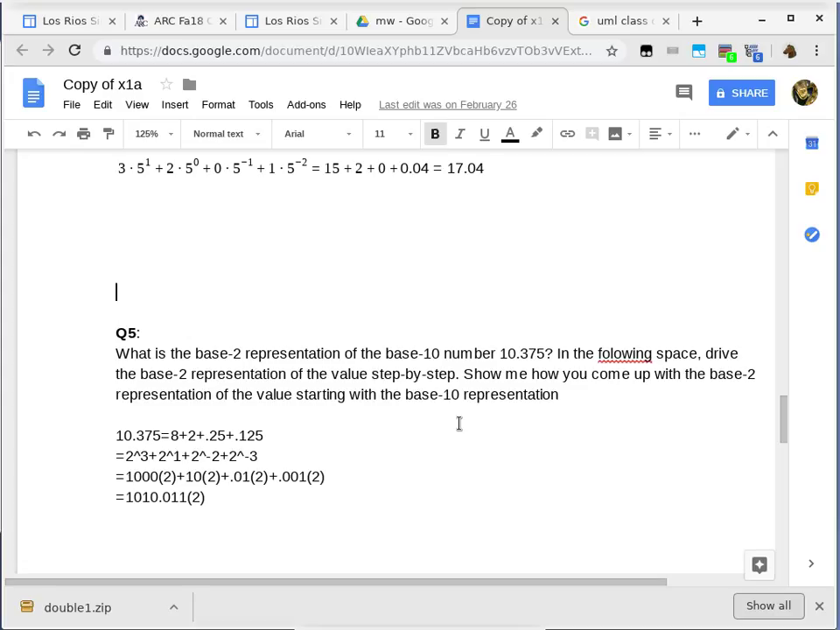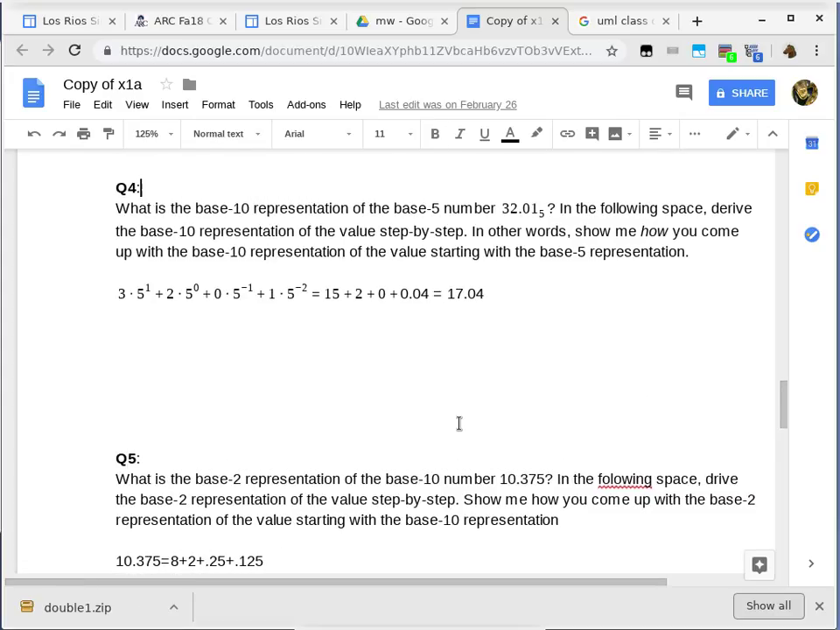So number 4 is the actual answer to one example. What is the base 10 representation of the base 5 number 32.01? Don't say it's 32.01 because 32 is an actual quantity. It's 32.01 in base 5. In the following space, derive the base 10 representation of the value step by step. In other words, show me how you come up with the base 10 representation of the value, starting with the base 5 representation. So what you see here is already somewhat of a shorthand of the actual answer.